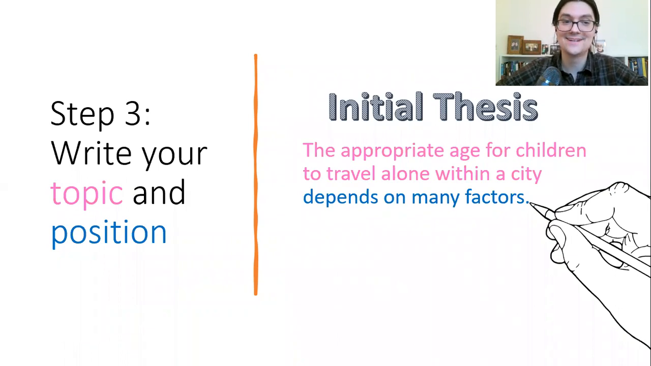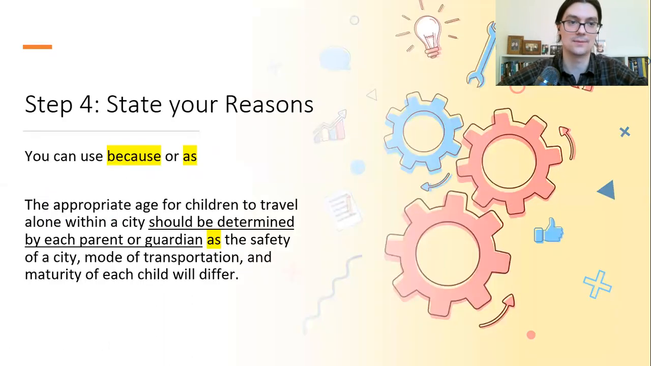In step 3, you're going to want to write your topic and position. So this is sometimes called the initial thesis or your first draft. So the topic here is the appropriate age for children to travel alone within a city. And the position is depends on many factors. In step 4, we're going to work on fine-tuning this and also adding reasons to it to support it.